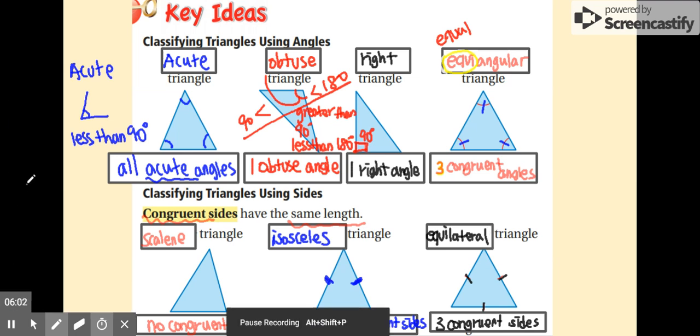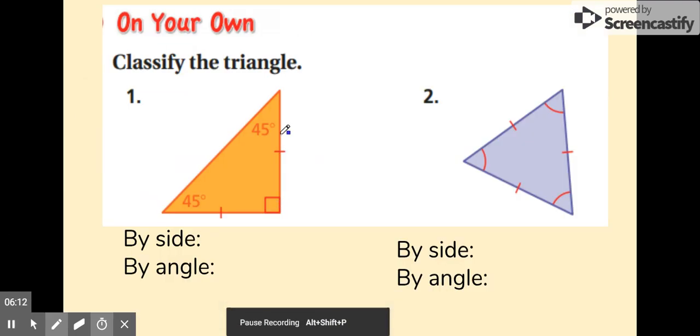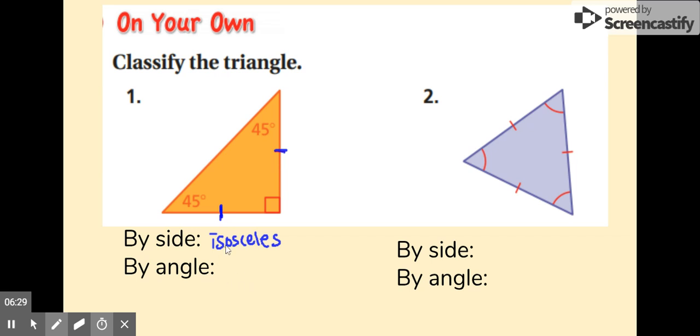So you should be able to classify triangles by angles and sides, both. Classify the triangles. The first one, you have to classify by side and angle. By side, we have two congruent sides, so it's an isosceles triangle. By angle, we have 45, 45, and 90. We have a 90, so it's a right triangle. So it's an isosceles right triangle.